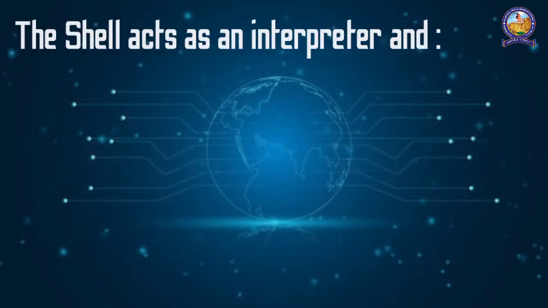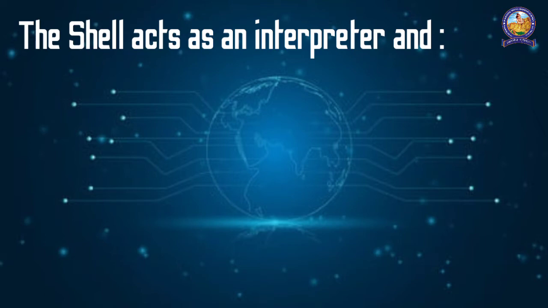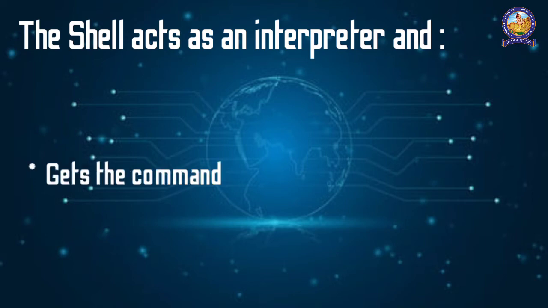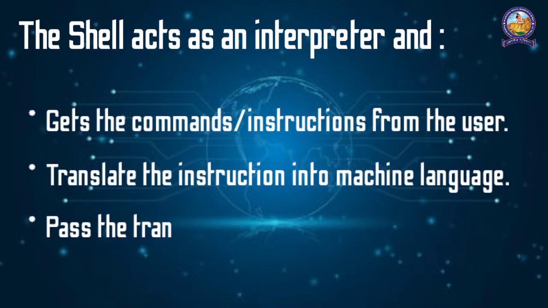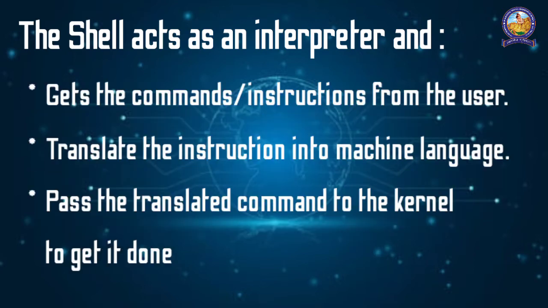The shell is the part of the operating system which actually communicates with the user. It works as an interpreter which translates the instruction given by the user to the next level, that is to the kernel. So what are the functions of a shell? It receives the commands or instructions from the user, translates them to machine language and passes the translated command to the kernel to solve the problem or get something done.